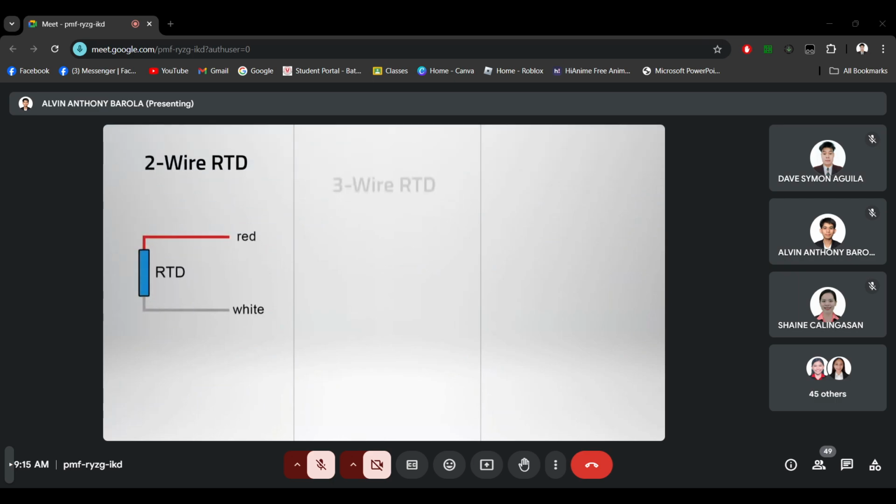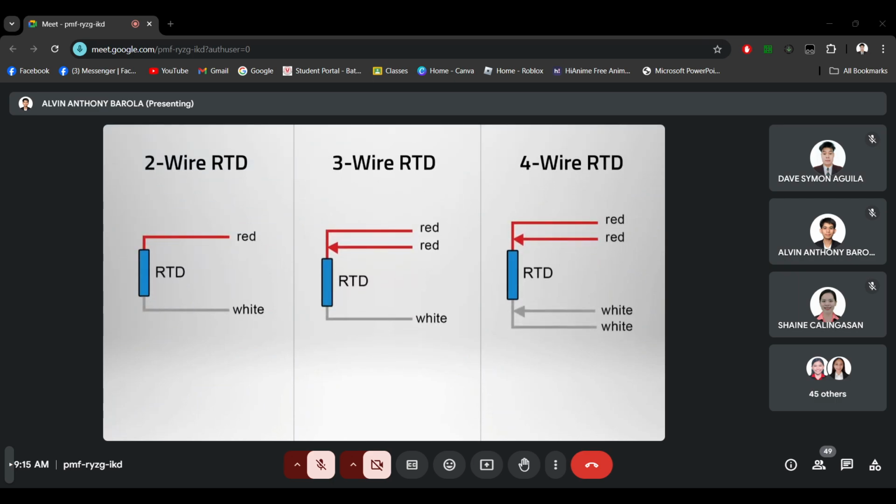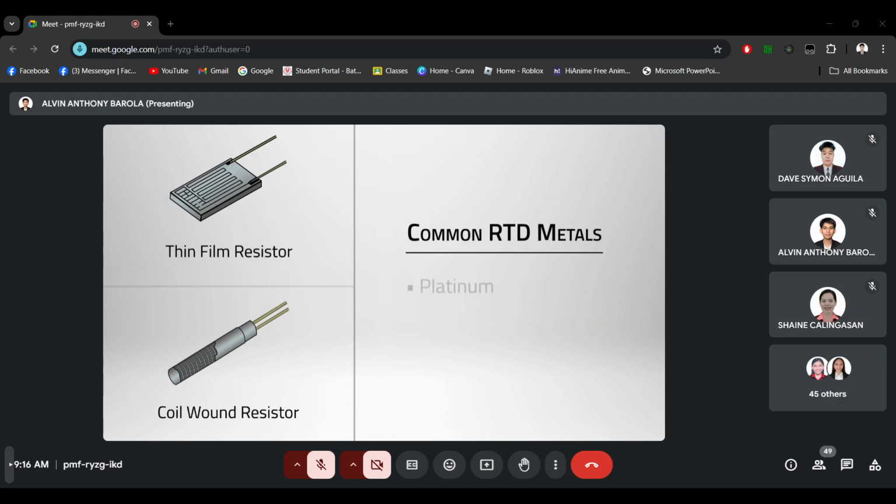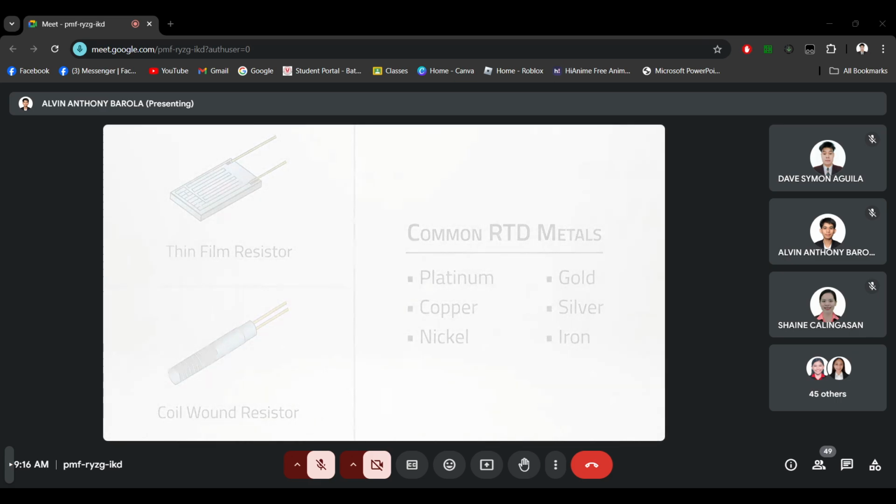RTDs come in 2, 3, and 4-wire configurations. A 2-wire RTD does not account for lead wire resistance, which results in a marginal increase in the potential for error. Generally speaking, more wires equates to a higher accuracy. RTDs can also come with a variety of differing resistor elements, which will affect resistance, sensitivity, temperature range, and more. Therefore, it's best to ensure that the manufacturer's RTD specifications will suit your application's specific needs.